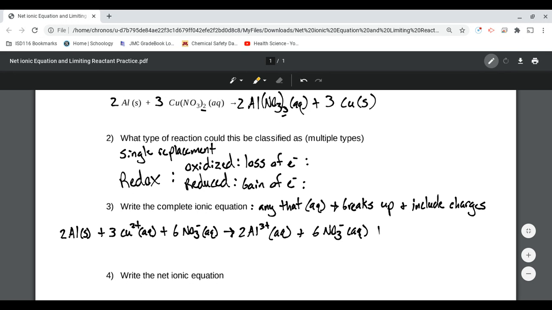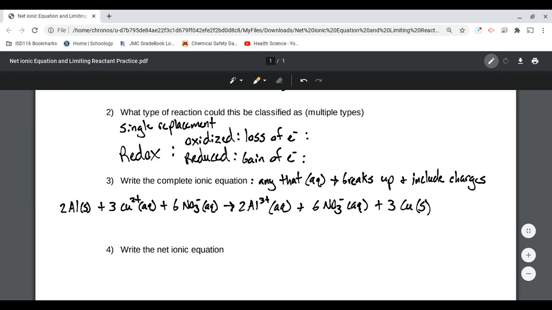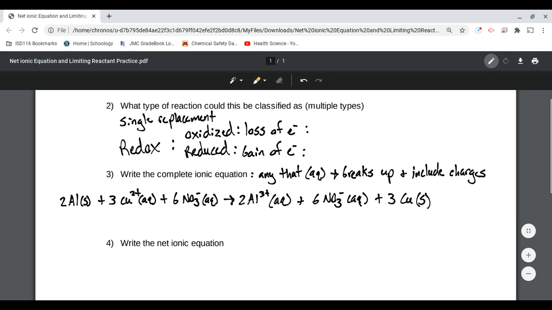And copper is solid, so plus 3 Cu(s). And right there we have our complete ionic equation. Everything that was aqueous is broken up. Everything that was solid stays together as it was, which is really kind of simple here because what was solid is just a single atom. Now there's more than one atom in there, but it's just represented by its elemental symbol.